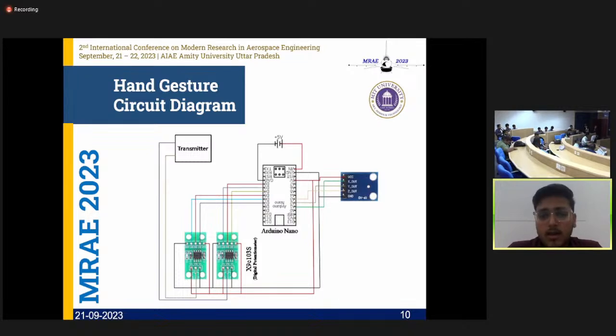But if my hand is tilting downwards, below the point of 150 degrees, then the Arduino Nano microcontroller is going to send a signal to the digital potentiometer so that it reduces the voltage from 2.5 volts to 0 volts, which is going to tilt the drone forward. And similarly, the same process happens for all the gestures.